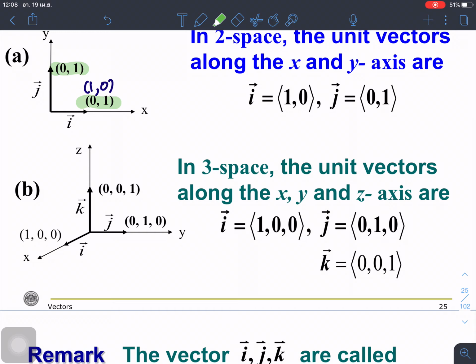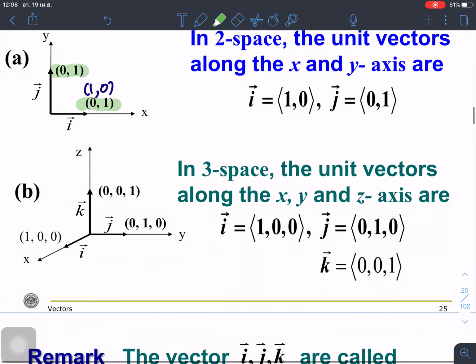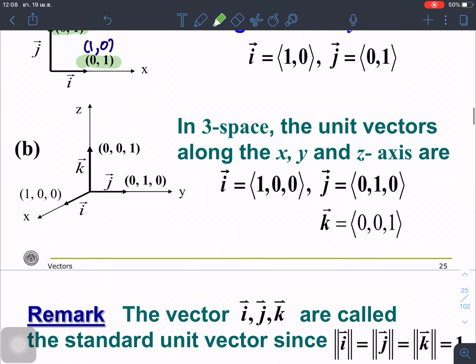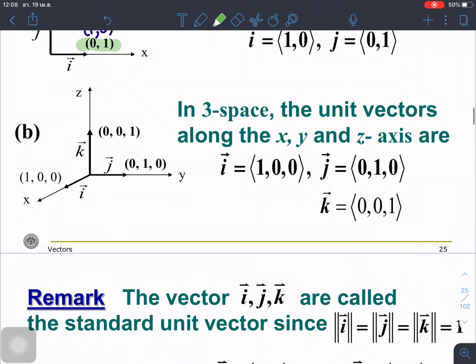And for the case of three-dimensional space, we have i, j and also k, right? i is (1, 0, 0). It's just a generalization from the two-dimensional. In two dimensions, you only have (1, 0), and then you extend it to one more coordinate, right? So you get (1, 0, 0). j is (0, 1, 0). And for k, the new one is going to be (0, 0, 1). That's for k, and it stands for the unit vector on the z-axis.